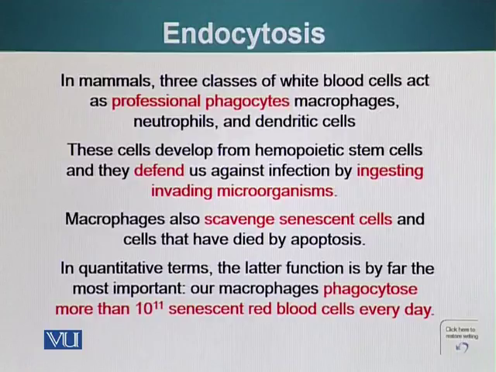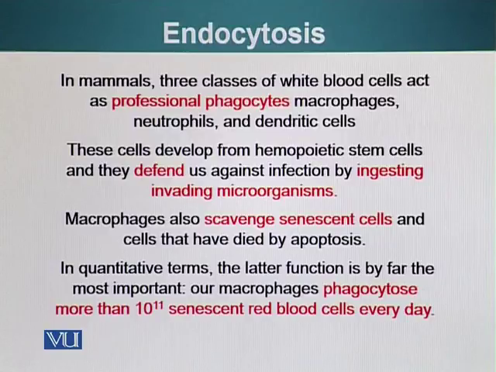In mammals, there are three classes of white blood cells that act as professional phagocytes. We have talked about them: macrophages, neutrophils, and dendritic cells. We talked about these cells in fair detail when we were talking about immunology. These cells develop from hematopoietic stem cells, and they defend us against infections by ingesting invading microorganisms. Macrophages also scavenge senescent cells and cells that have died by apoptosis.